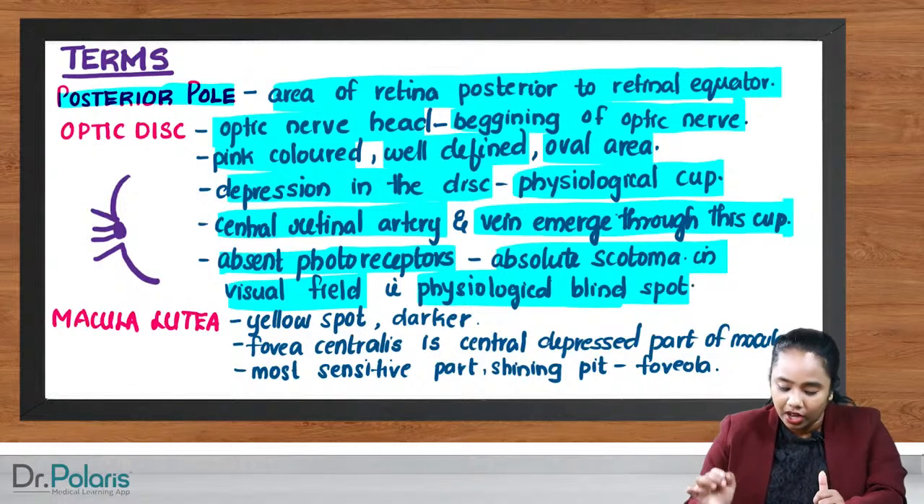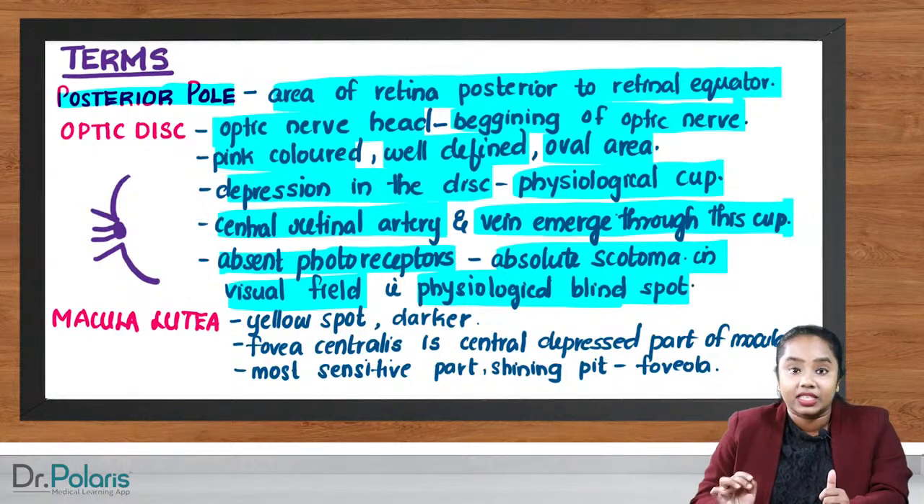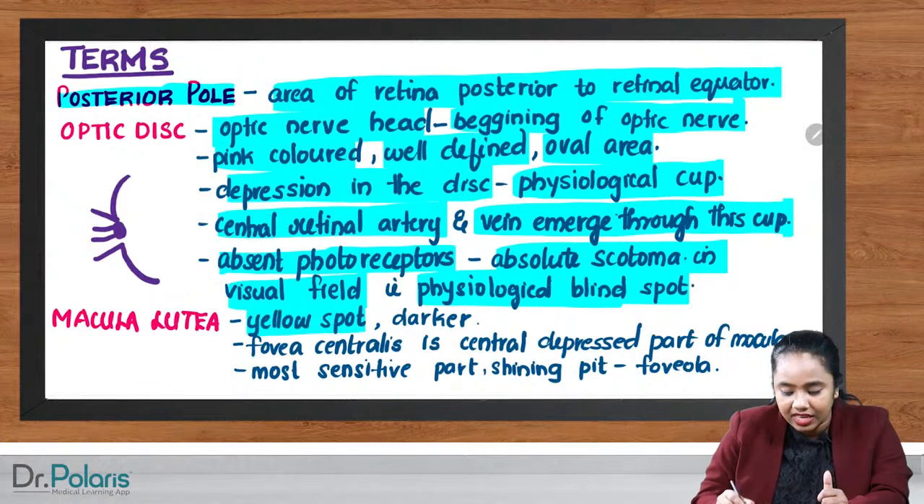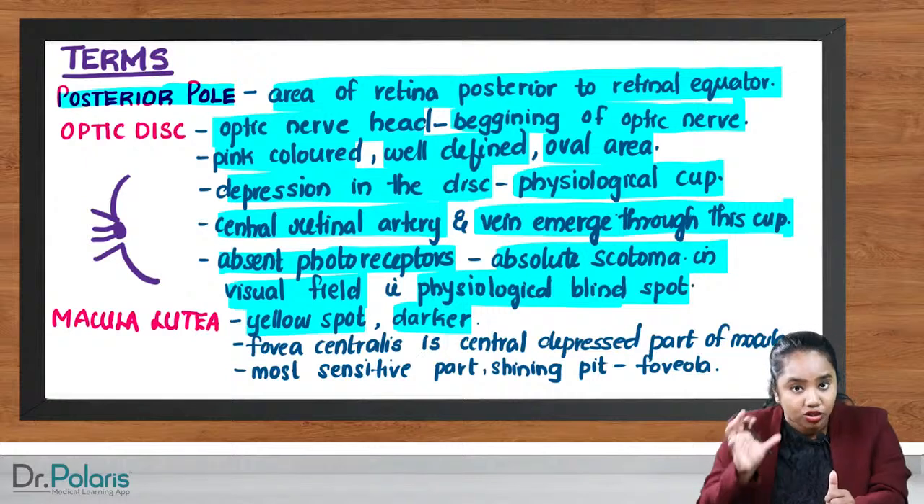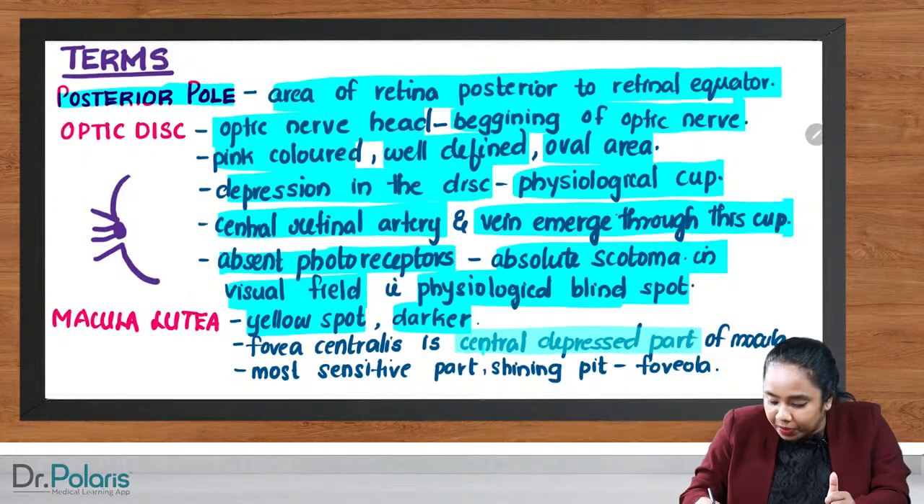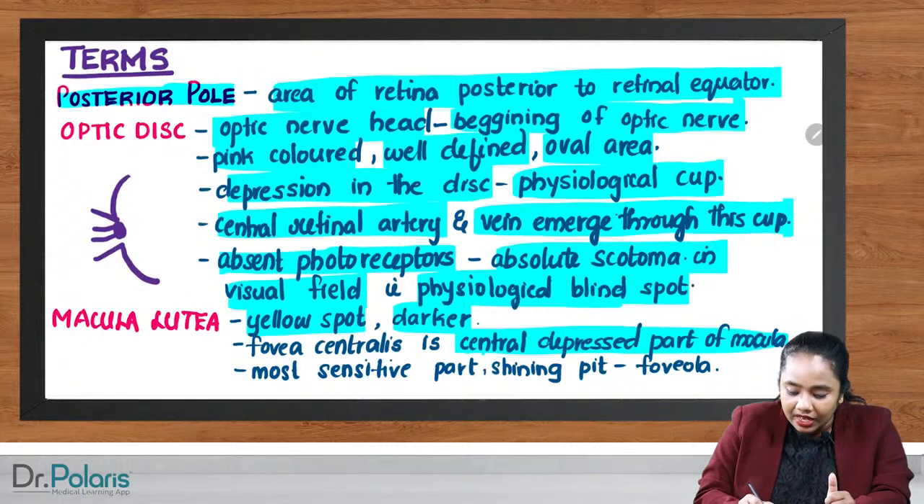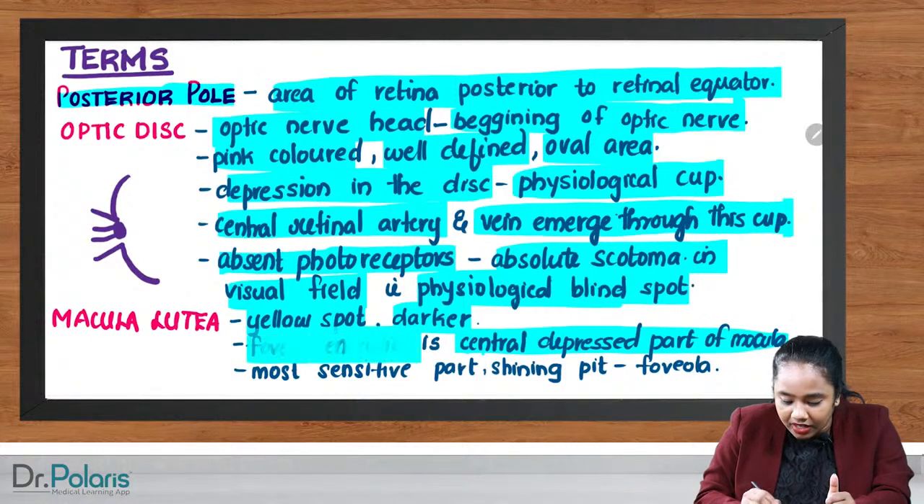What is macula lutea? Macula lutea is yellow in color, a yellowish spot to be precise, and it is darker compared to the surrounding areas. At the center of the macula lutea there is one more depression. This centrally depressed part of the macula is called the fovea centralis.